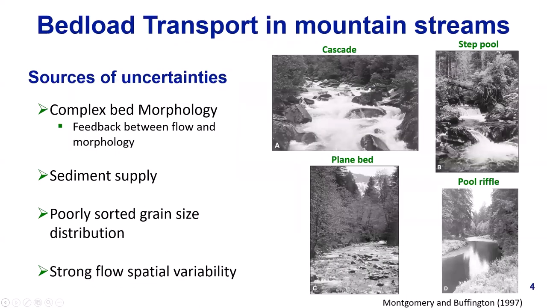Bedload transport, which is my subject, is much more difficult to estimate in these high-gradient streams, or mountain streams, compared to low-gradient streams. This is because of these sources of uncertainty that I put here. I want to briefly describe just four of them. The first one is the complex bed morphology of this type of streams, which changes significantly along the different segments of the river. On the right, this is a classification of Montgomery and Buffington.